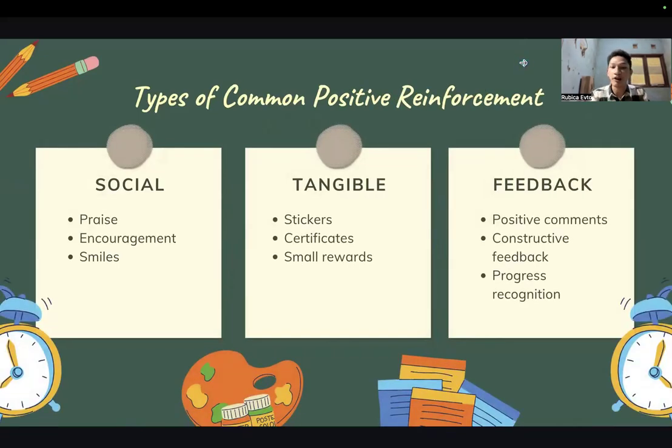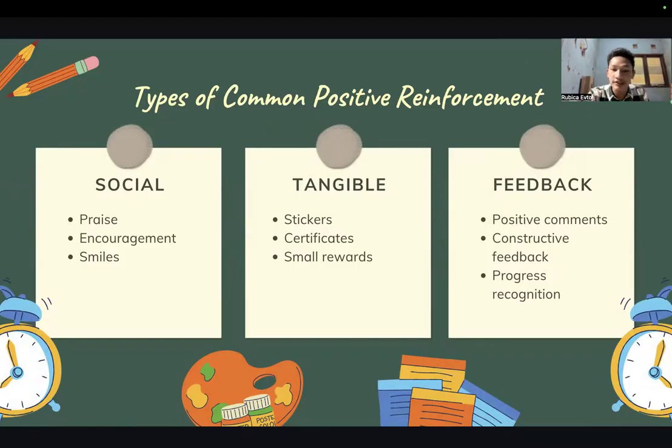All right, types of positive reinforcement. There are many ways teachers can use positive reinforcement. The first type is tangible reinforcement. This includes small rewards such as stickers, certificates, or small prizes. These rewards are especially effective for younger learners because they can clearly see their achievement.